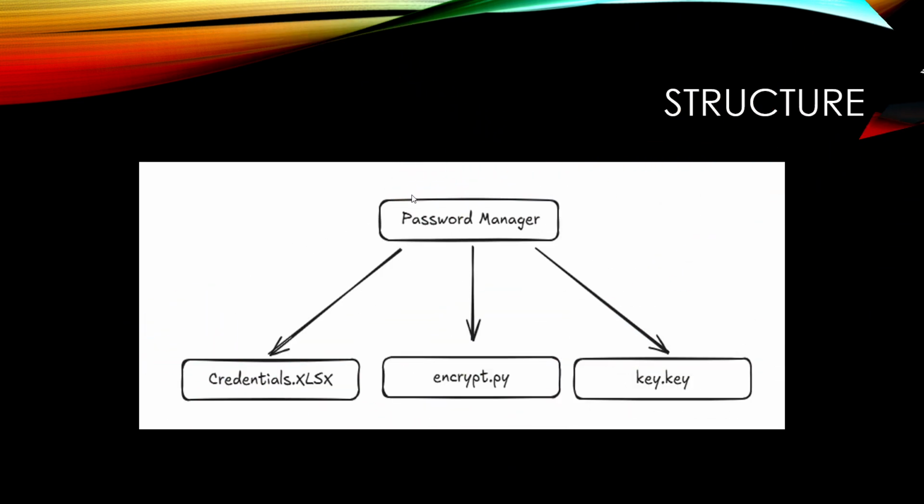And the structure is, we have a common folder called password manager, and in this we have three files: credentials.xlsx, encrypt.py, and key.key. This credentials.xlsx is used to store the passwords. Encrypt.py, I will actually rename it as main.py, but let's just say encrypt.py for now. So this encrypt.py is the main code. It's what does the stuff. It encrypts and it gives the passwords to credentials.xlsx.